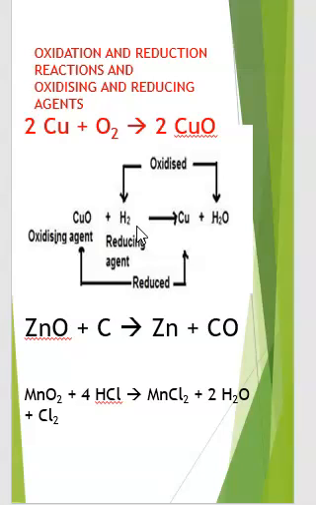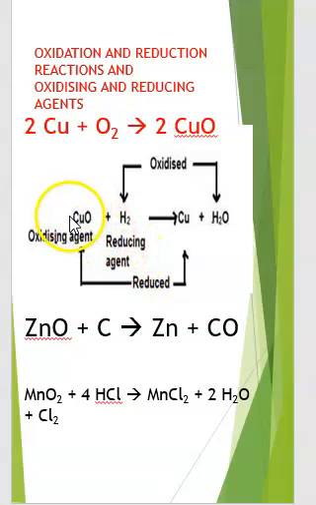Now what happens in this case? Here you can see hydrogen is being added to the copper oxide. So the reaction in which hydrogen is added is known as reduction reaction. Now here, since this copper oxide has oxygen in it, it is known as oxidizing agent. And since this hydrogen is going to remove oxygen from this copper oxide, it is known as reducing agent.